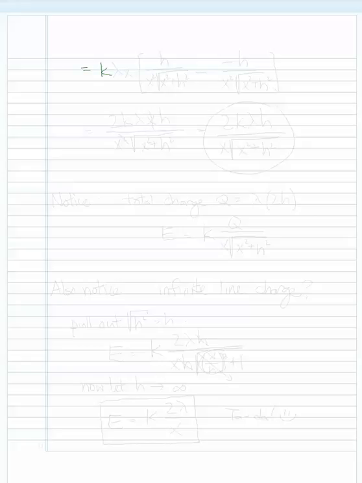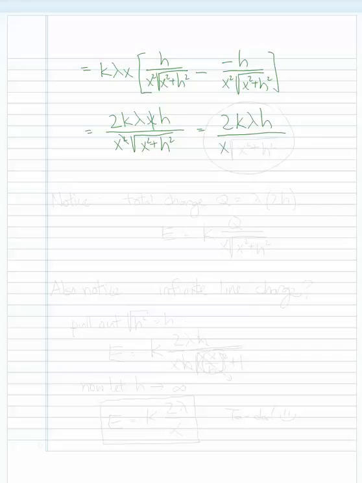Okay, so I'll sort of chug through here. Page 2. k lambda x. And then we go from h all over x squared, square root of x squared plus h squared, minus minus h all over x squared, square root of x squared plus h squared, still positive, which is equal to just two of them. So 2k lambda x h divided by x squared, square root x squared plus h squared. One of the sets of x cancel. I divide both sides by x, and I'm left with 2k lambda h over x square root of x squared plus h squared. Okay, that's the answer.